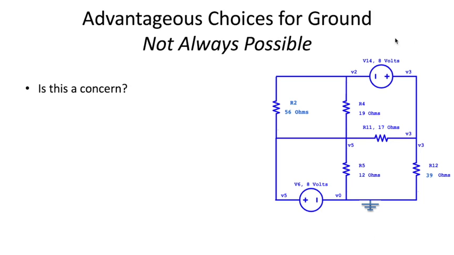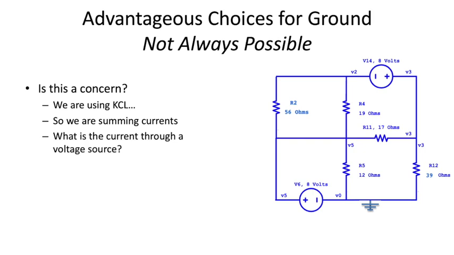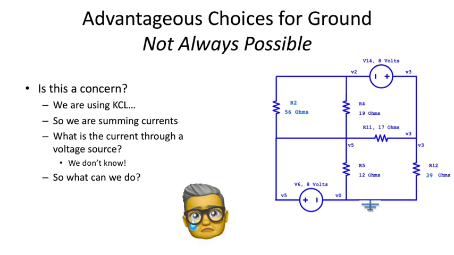Okay, so here we have this voltage source, and neither side of it is at ground. Now, is this a concern? We're using KCL, so we're summing currents. So what is the current through a voltage source? That's a little bit of a stumper. We don't know the current through a voltage source ahead of time. So what could we do? Should we run away and cry?